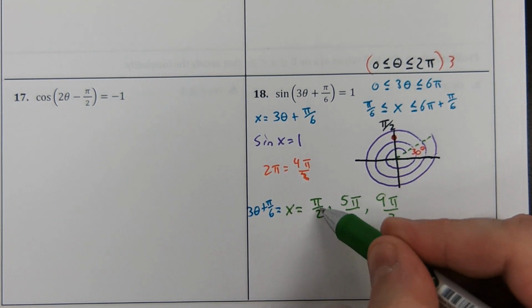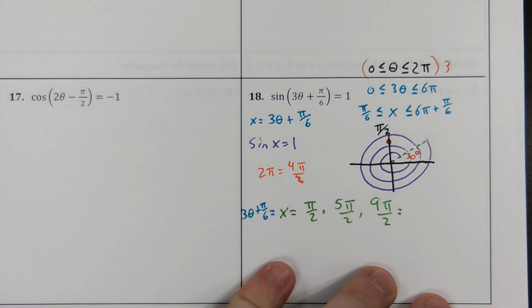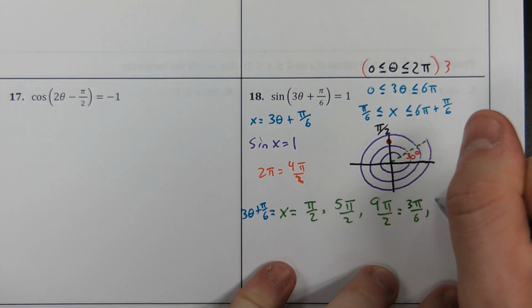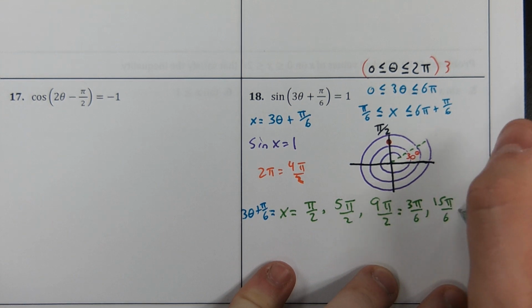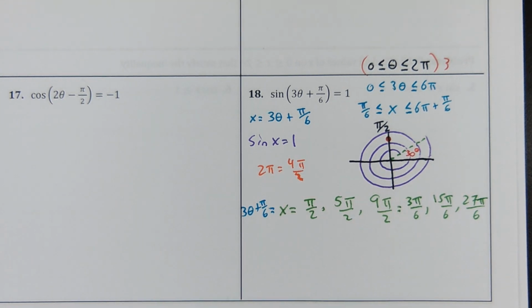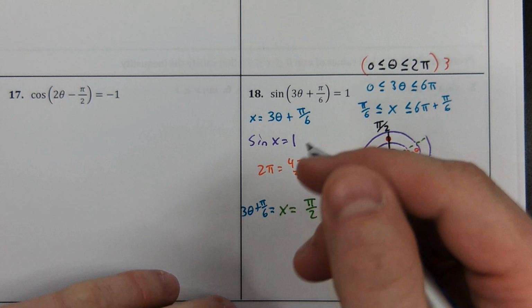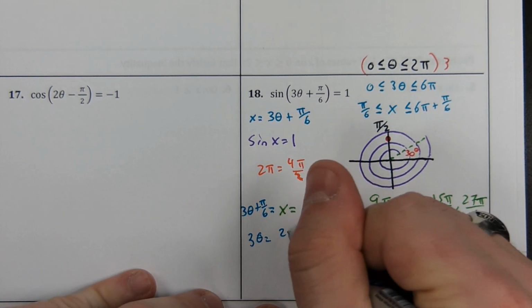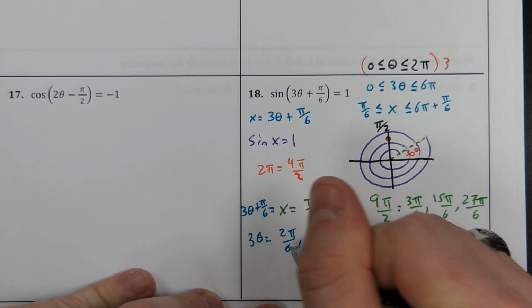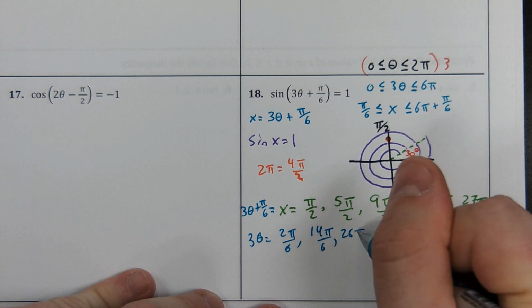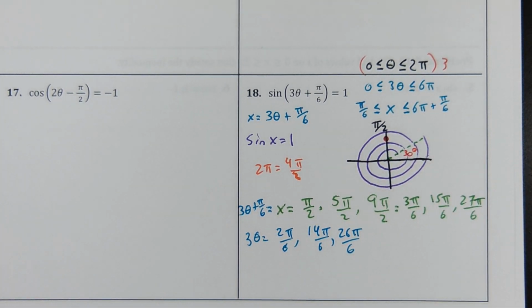Fine, I'm going to triple the top and bottom of all of these fractions. That way they all say over 6. So I have 3 pi over 6, comma, 15 pi over 6, comma, 27 pi over 6. Now I can subtract 1 pi over 6 from every one of them. So I'll have 2 pi over 6, 14 pi over 6, 26 pi over 6.